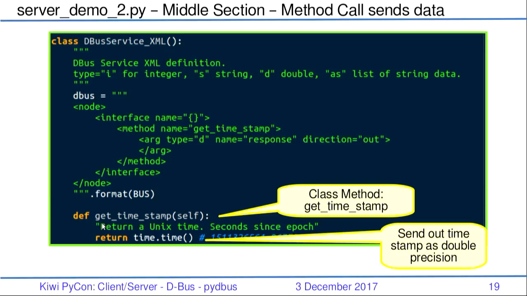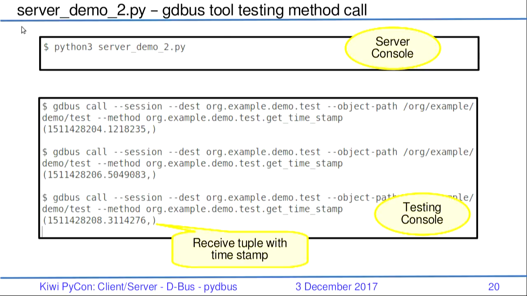Okay. Here's our little method here. GetTimestamp, no input, and all we return is the time.time function. When we run the server using this tool, we say get timestamp, and back comes the timestamp. We run it again, and back comes the timestamp.